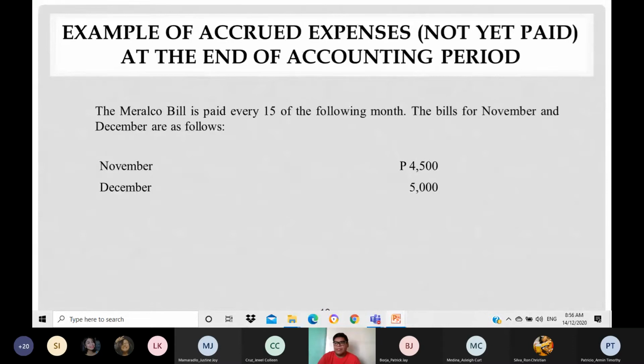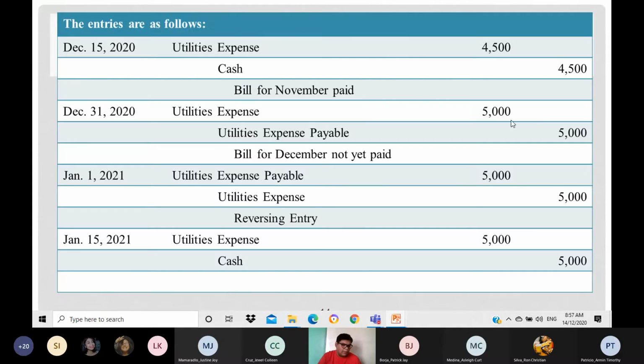So, let's say for the scenario, the bills for November and December are as follows. November, ang bill mo kunwari sa kuryente is 4,500. And then for December, 5,000. So ito yung mga magiging entry mo. So meron kang utilities expense na 4,500 for the month of November. So credit cash, 4,500. Hence, nabayaran mo yung bill for November.